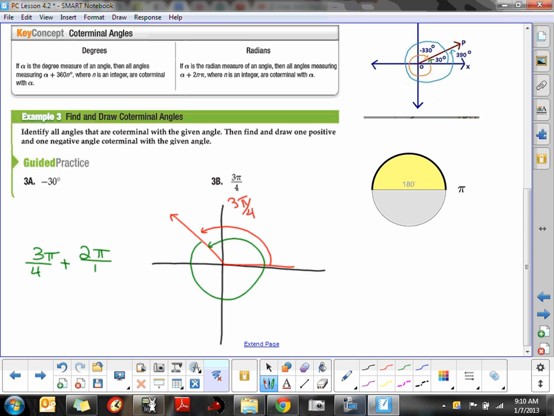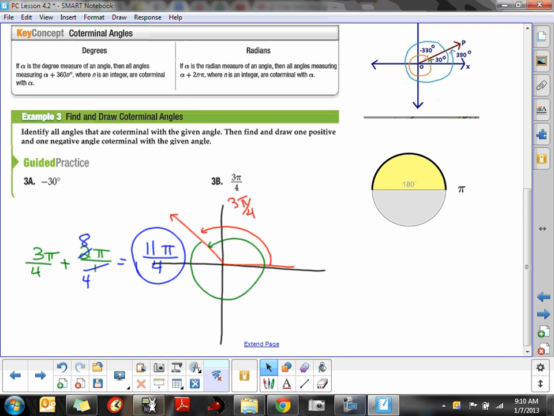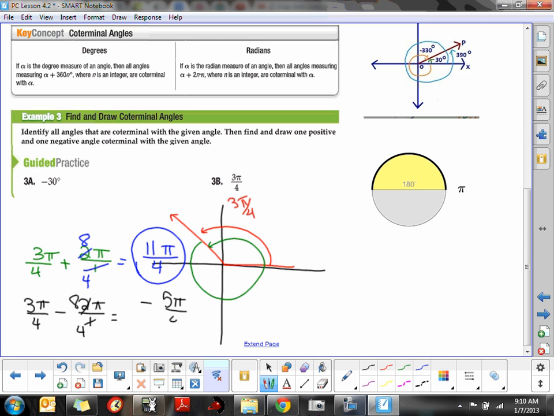So with 2 pi, in the common denominator, we're going to have to make this a 4. Multiply times 4 makes that an 8. So now we're going to have 11 pi over 4. Now that's the positive one. If we want to get the negative angle that is coterminal to it, we'll take 3 pi over 4. And this time we'll rotate the other direction, in a clockwise direction, so we want to subtract 2 pi, which again we're going to change to fourths. So 8 pi over 4, so then we're going to have a negative 5 pi over 4.